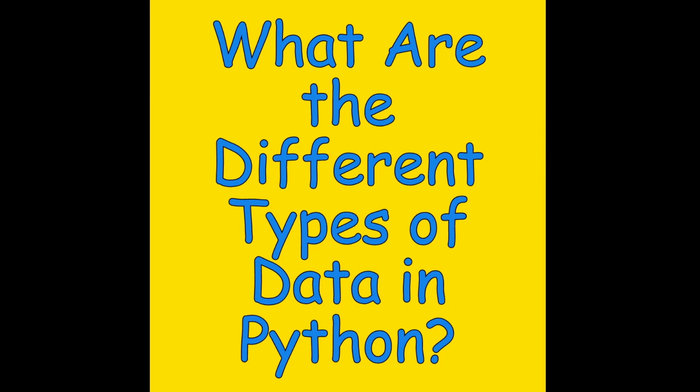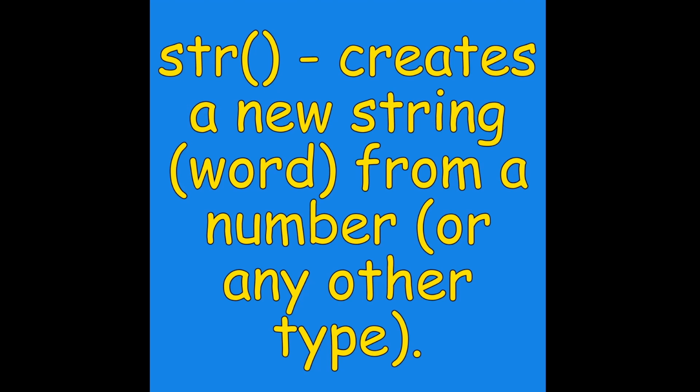There are three types of data: integers, floats, and strings. A string in Python is written as str with a word inside the parentheses, and it creates a new string or a word from a number or any other type. So that means it's basically like the print function. It turns something into a word.